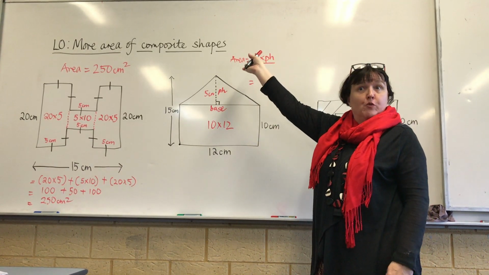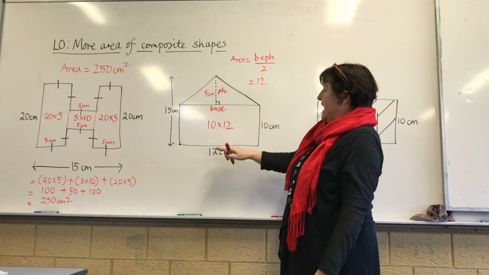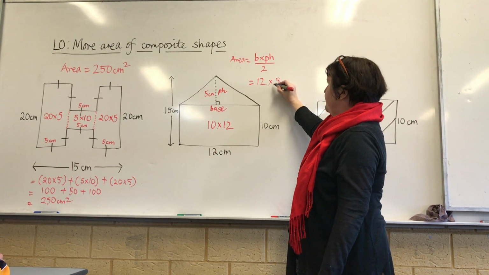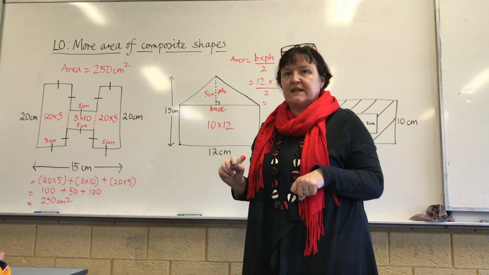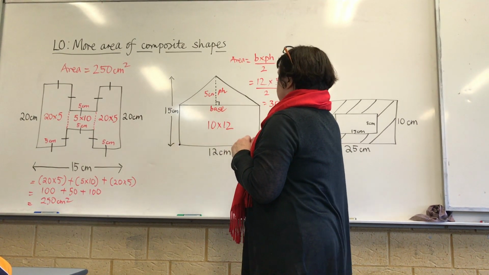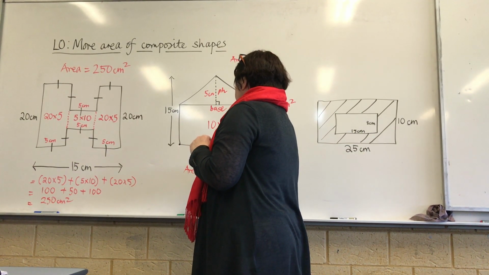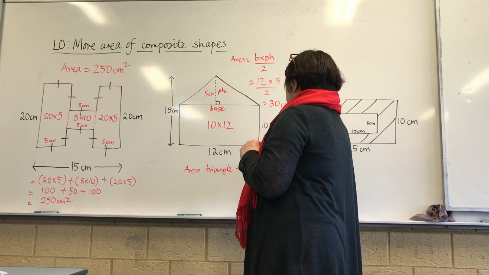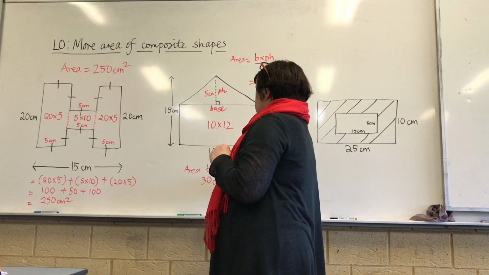So we've got our formula, so we just put the values in. The base is 12, because it has to be the same as that, doesn't it? The perpendicular height is 5, and then we divide by 2, that doesn't change. What's 12 times 5? 60. Divided by 2? 30. 30 centimetres squared. Okay? So the area of the triangle plus the area of the rectangle gives us the area of the whole shape. So the area of the triangle is 30 centimetres squared.